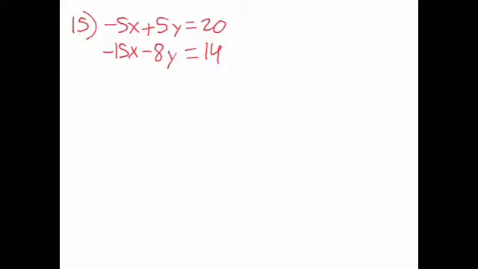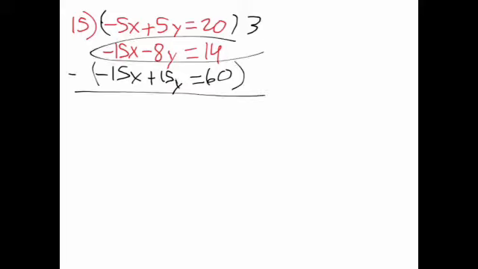On this one, I'm going to go for elimination because I noticed that these coefficients could be very similar if I just took my first one and times by 3. And so if I times by 3, my first equation is going to be negative 15x plus 15y equals 60. And now I'm going to just take my new entire second equation and subtract that from this one.